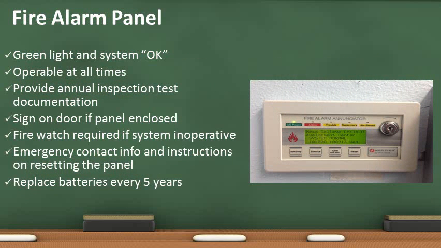Check the alarm panel and ensure the system is in an OK status. Any other status is a discrepancy and will need to be corrected. Documentation of periodic testing and maintenance is required and will be on site in private schools and with the school district maintenance offices for public schools.